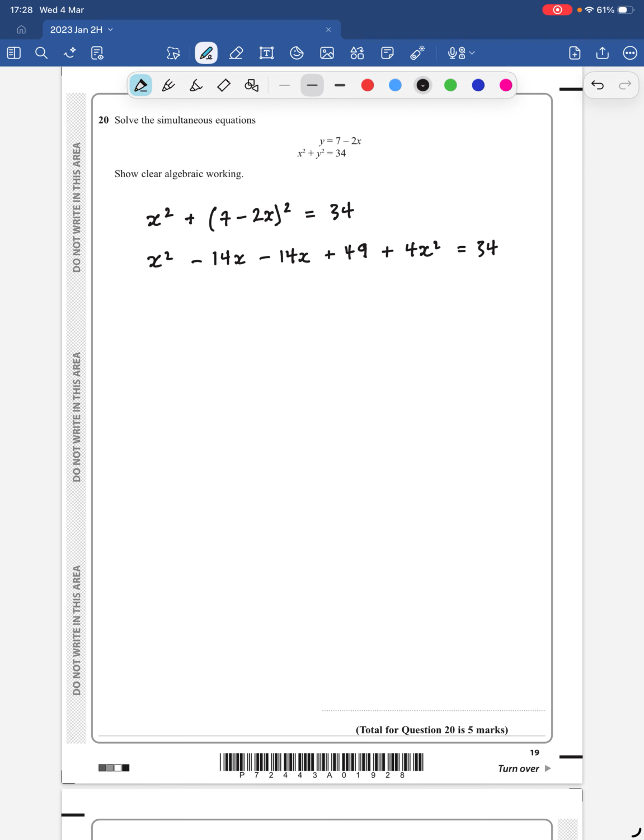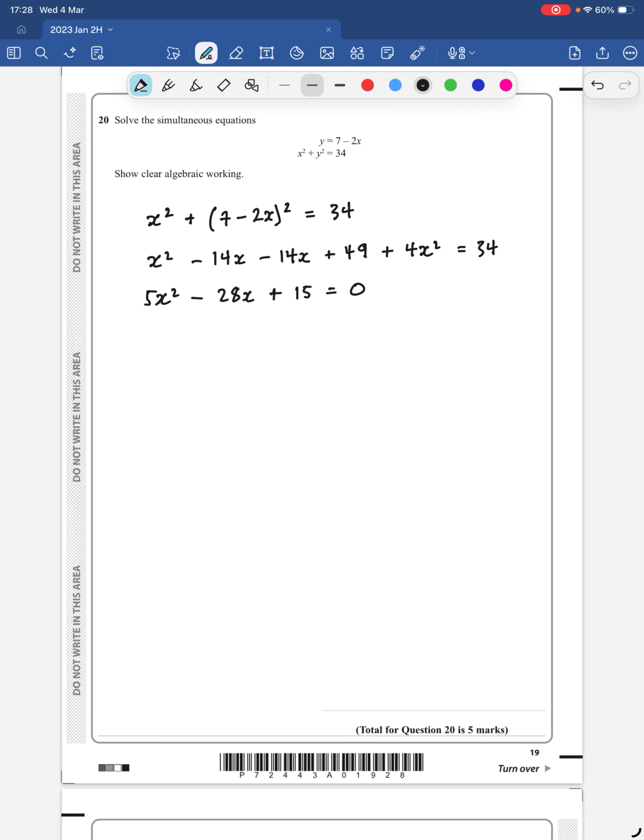And I'm going to move everything to the left-hand side. That gives me 5x squared in total. I've got minus 28x. I've got plus 49, but I want to take off 34, which gives me plus 15, and that's all equal to 0. So I expect so far I've got a mark for substituting the linear into the non-linear, and I expect I've got a mark so far for arranging this quadratic correctly.